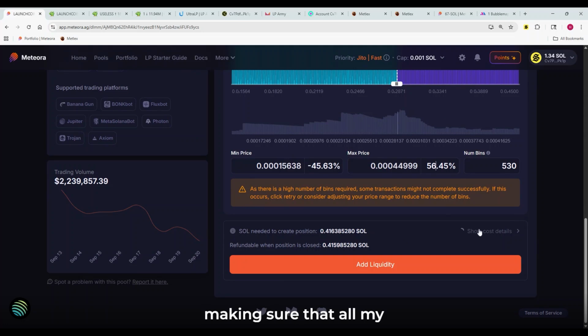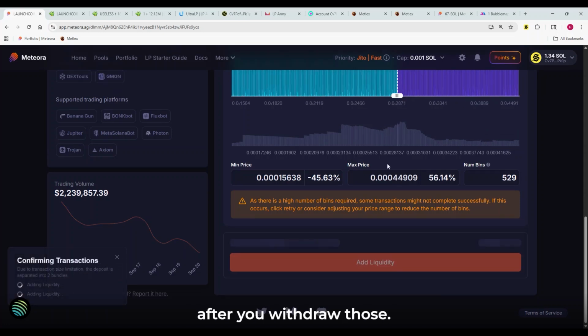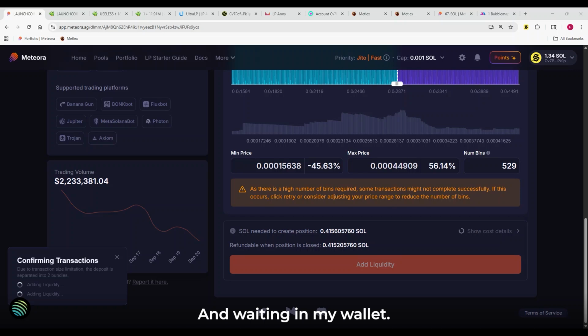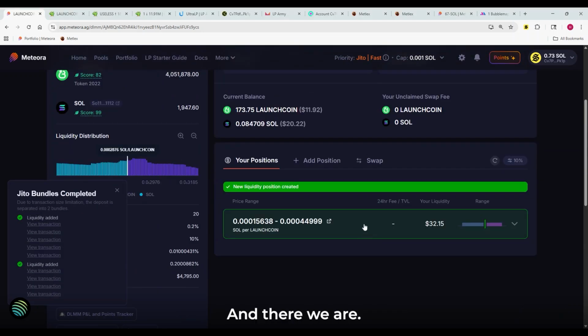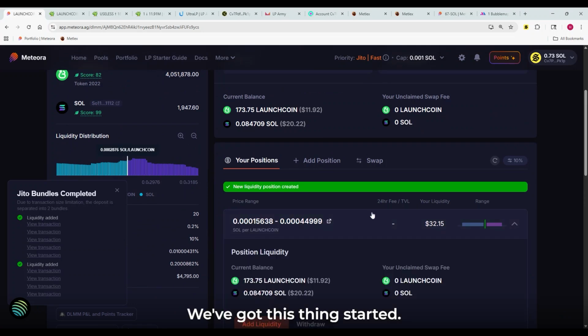I'm checking down here, making sure that all of the cost here is refundable. Now, because I'm using such a high number of bins on this, you'll see that the amount required is much higher than just 0.05. That's the size for a 69 bin position. It goes up the more bins that you use, but you get the money back after you withdraw those. Waiting on my wallet and just executing the transaction using Jito bundles. And there we are. We've got this thing started.